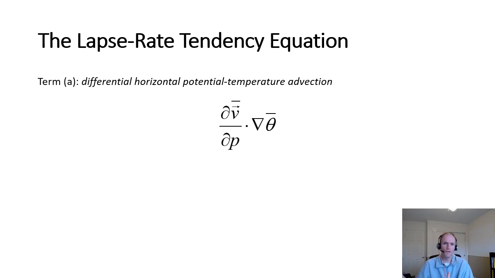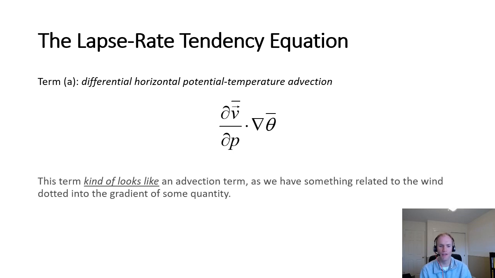We'll take the first 4 in our next video, and then the last 2 in our final video in the series here. So this first term, this partial derivative of V with respect to P dotted into the gradient of the potential temperature field, we call this the differential horizontal potential temperature advection.